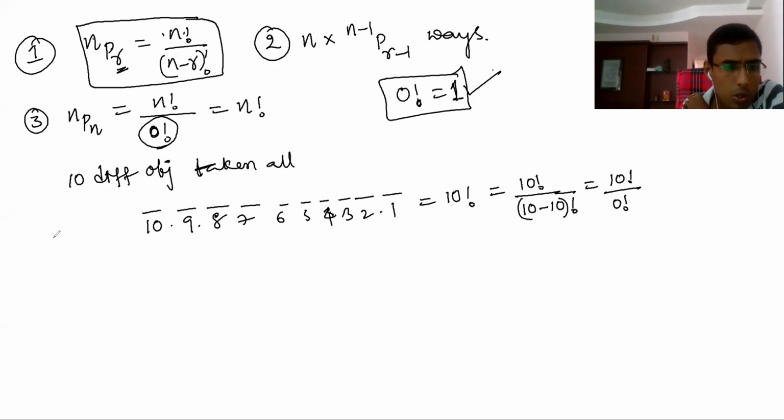So the number of permutations of n different things taken all at a time is n factorial. Directly you can write it, you need not do anything. Here in this case, 10 factorial.